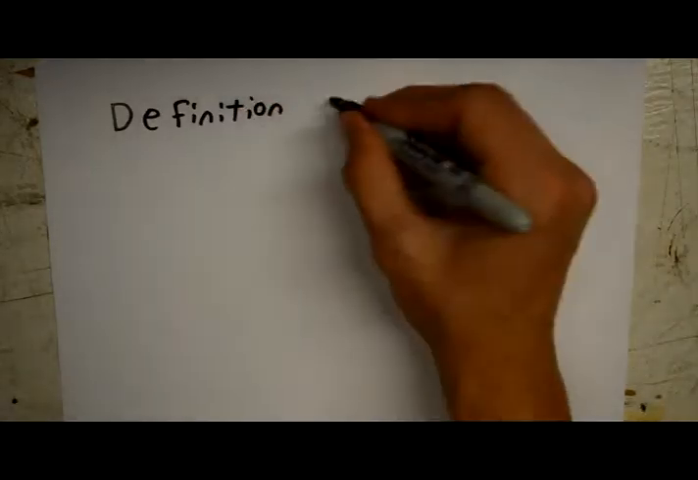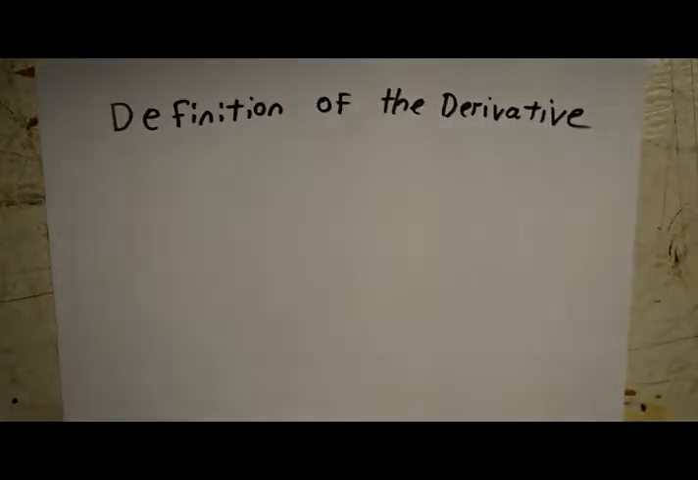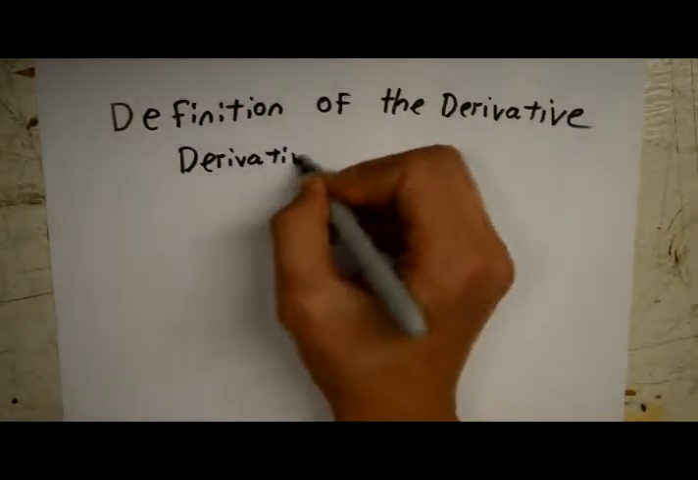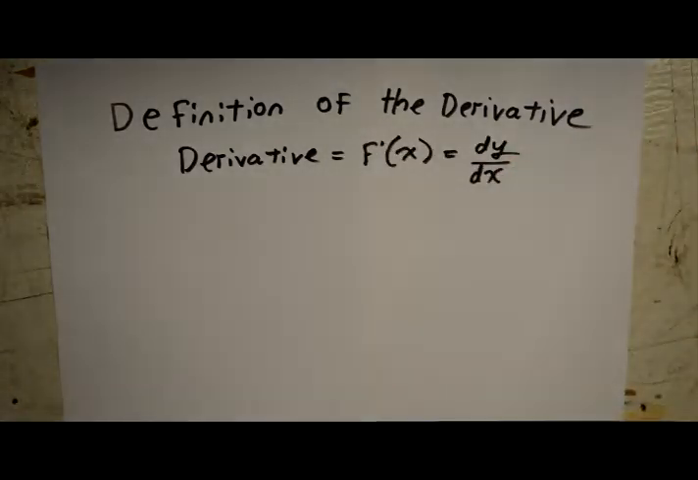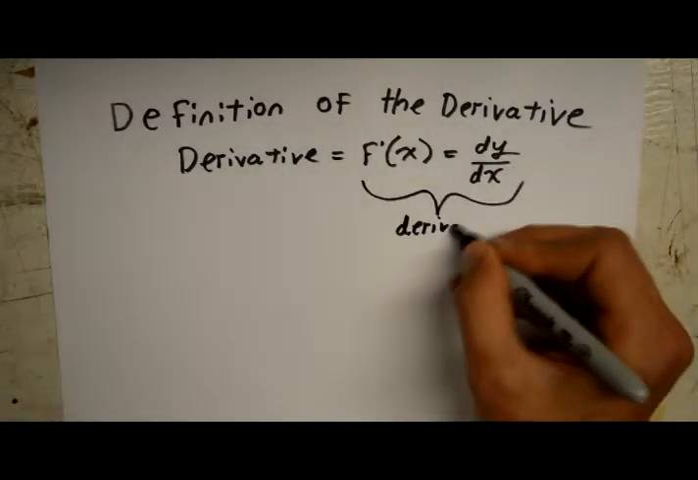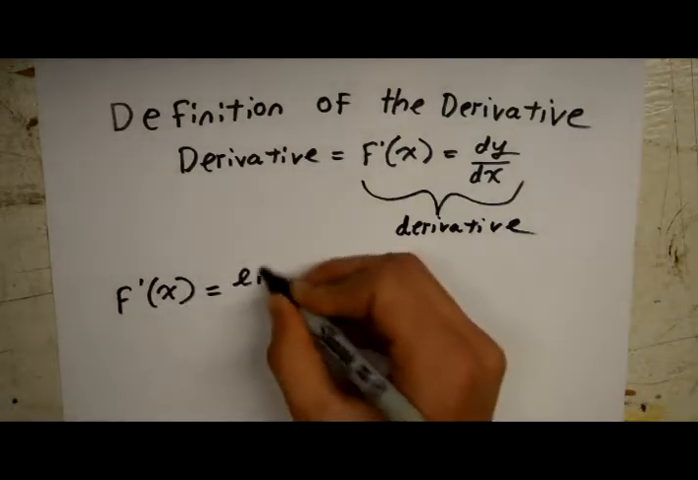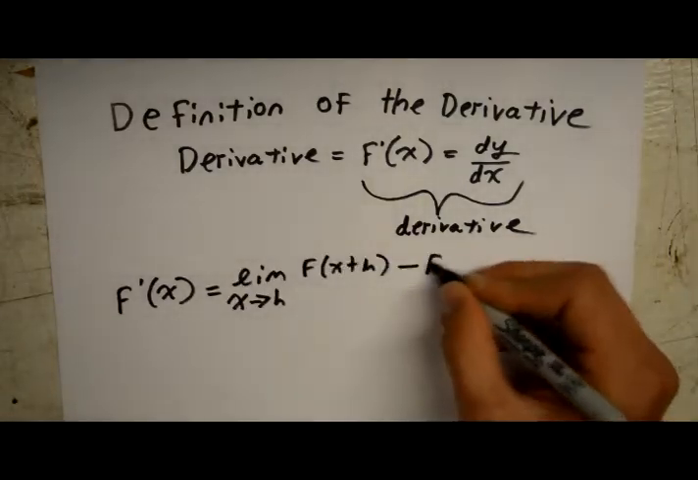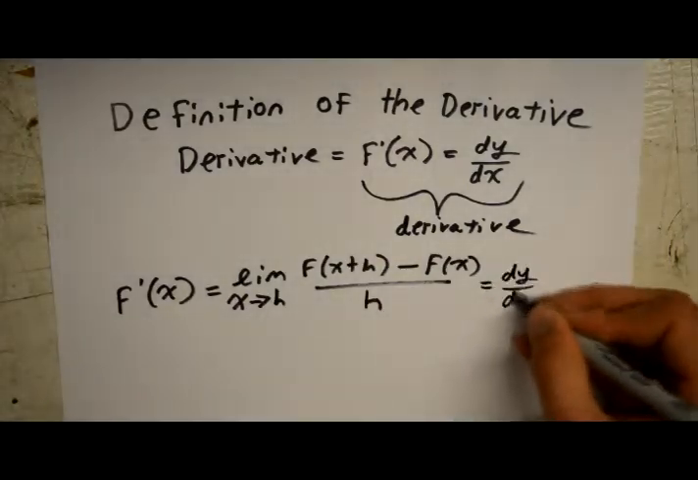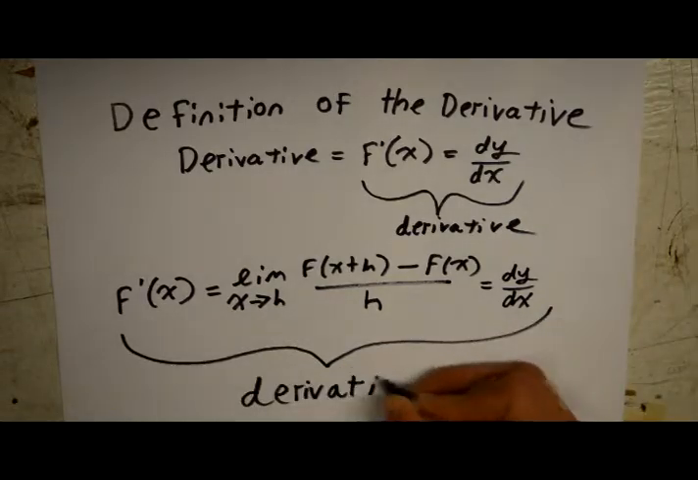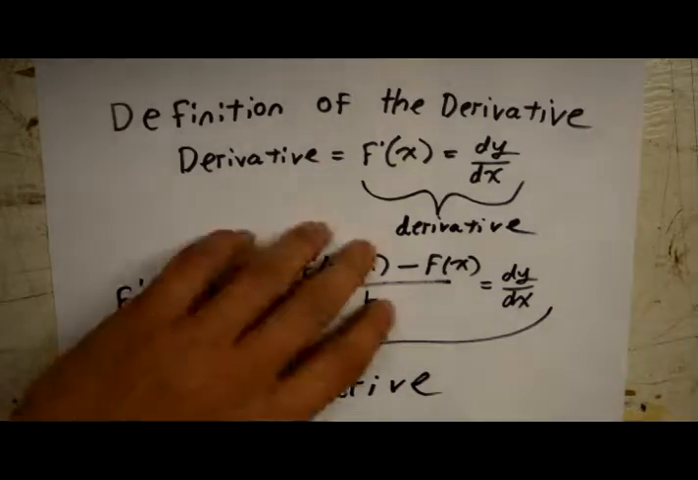But first, I'm going to show you how the derivative is derived, starting with the definition of the derivative. There's a bunch of different forms for the derivative. The most basic ones are f prime of x and dy over dx. Both of those are the derivative. The actual definition of the derivative is the limit as h approaches 0 of f of x plus h minus f of x, over h. That may seem like a lot, but I'm going to explain how that's derived right now.